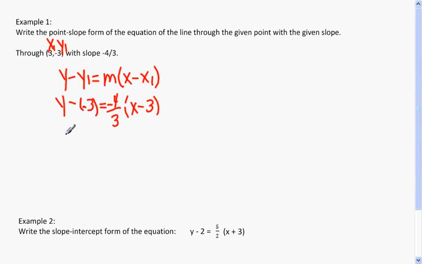From here, I'm going to go ahead and just simplify this down a little bit. I have y minus -3. This would give me a +3 equals -4/3, and we have x minus 3. That is your point slope right there.